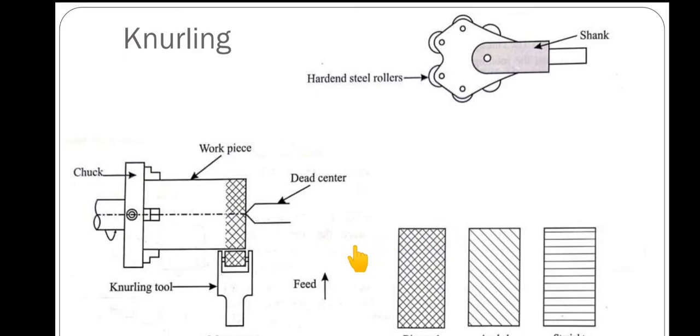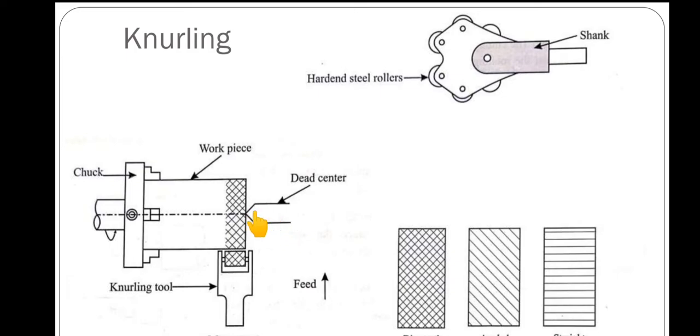So we're going to obtain the impression of exactly the tool which we are going to use. This is a hard steel roller, that is the tool we're going to press against the rotating workpiece. Here the speed of the workpiece will be very low. Like in thread cutting and facing operation the speed will be very high, but here the speed of the rotating workpiece is low, and the other end of the workpiece is also supported with the help of a tailstock or dead center. We call it a dead center.